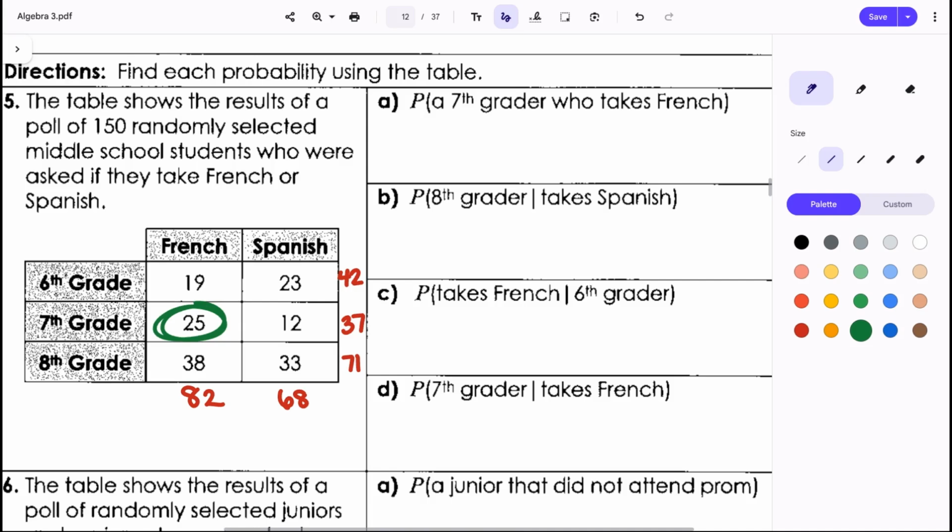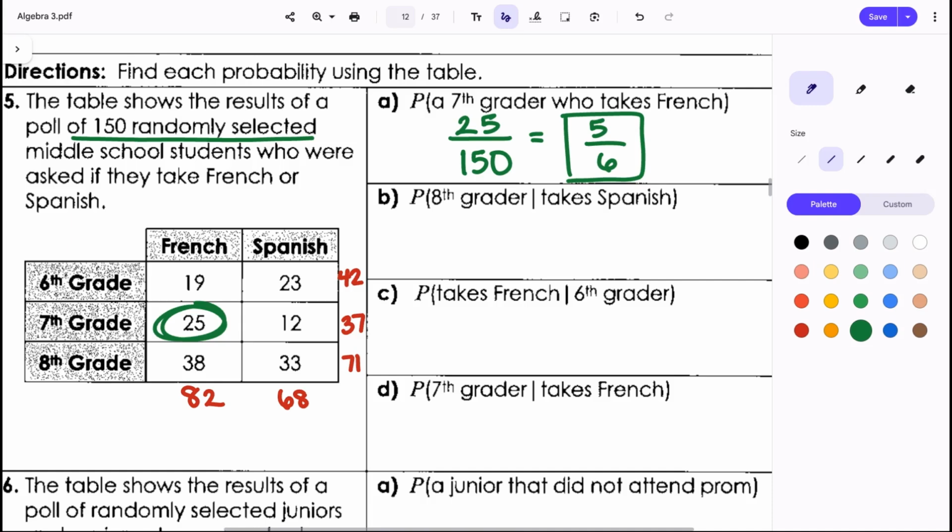There's 25 of those. And according to the problem, how many kids did they ask this question to? All of the students. It says the table shows the results of a poll of 150. So you're going to put 25 over 150. And then again, we would check to see if that reduces, and it does, down to 5 over 6. Okay, that one's different because it doesn't have that given bar that we were looking for on those other problems. Now, the rest of these do.